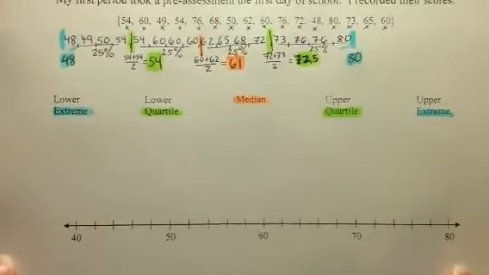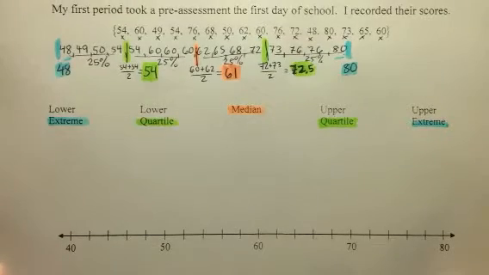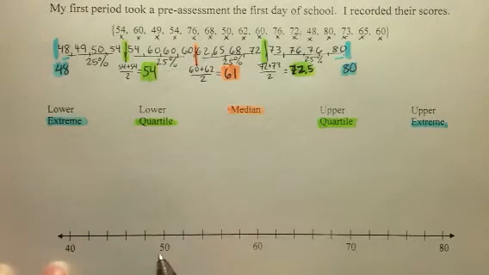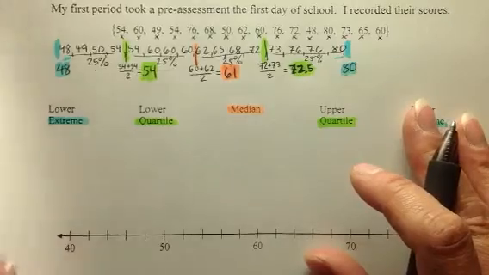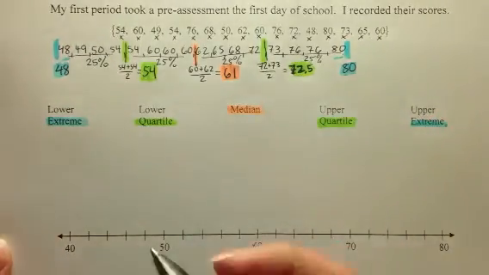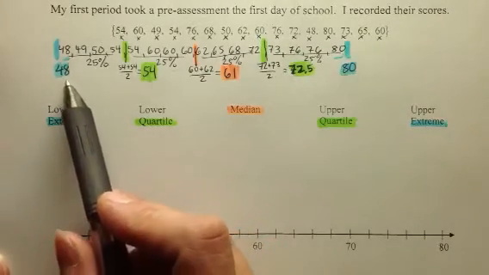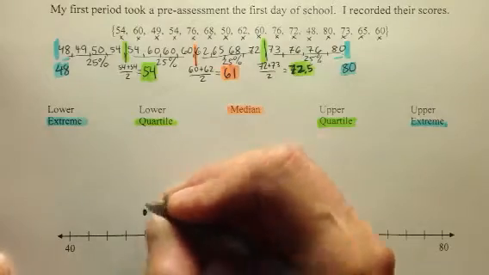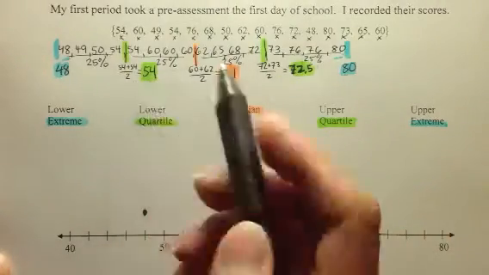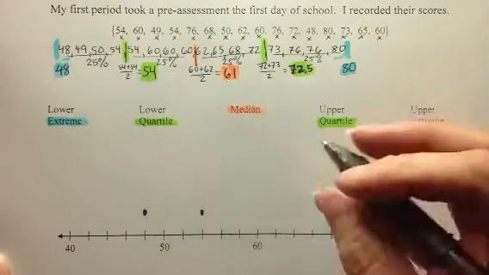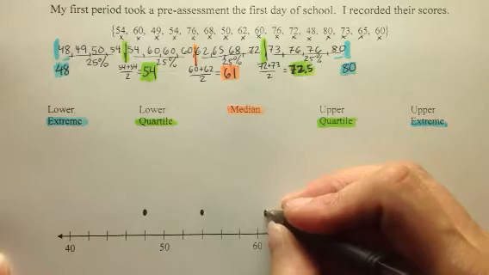So I need a number line for this, and I want to use a number line with even intervals. So if I look here, I've got 40 to 50, there's 1, 2, 3, 4, 5, so 10 divided by 5 is 2. So this number line is going by 2, so I have to keep that in mind when I plot my points. So my lower extreme was 48, so I go to my number line, it's going to actually be a couple below 50. My lower quartile was 54. My median was 61, halfway between 60 and 62.